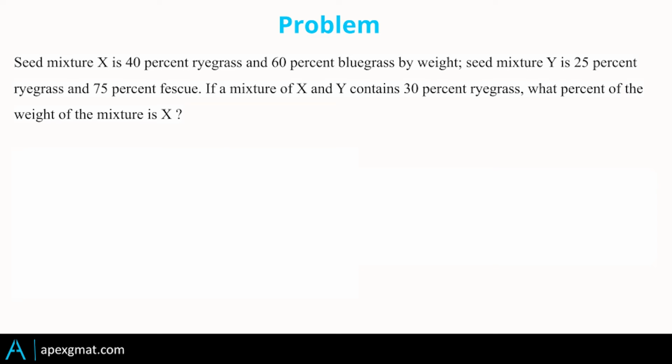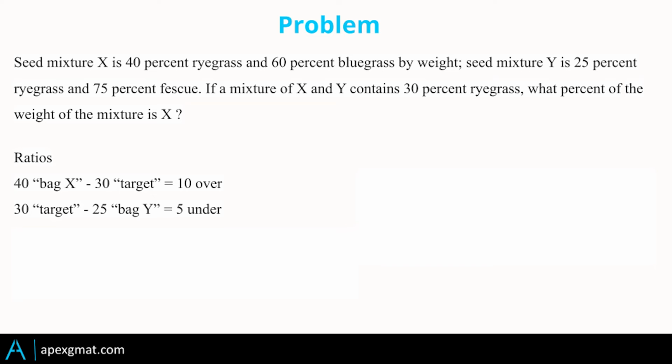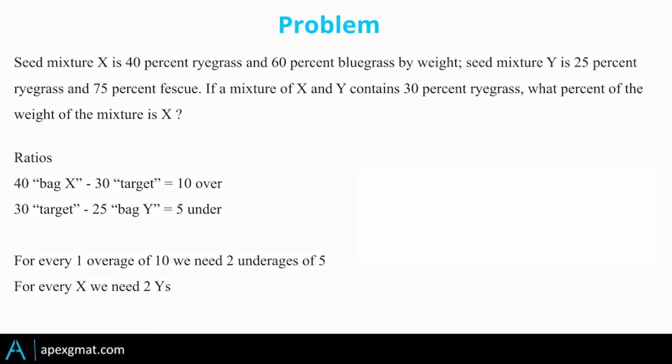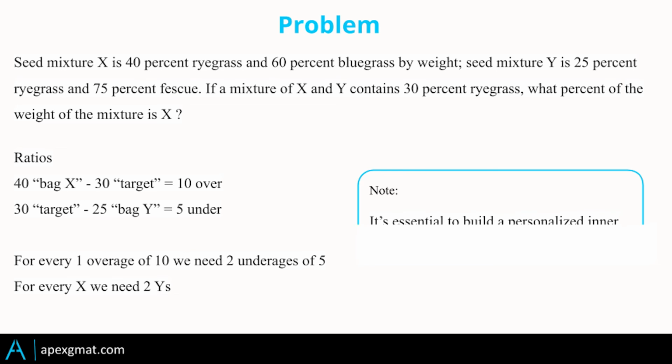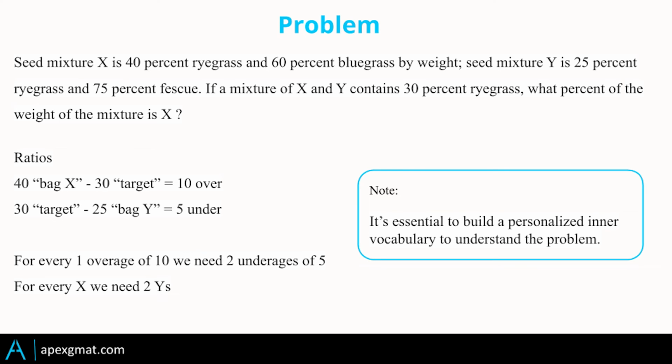Another way to look at this is via ratios. 40's difference from 30 is 10. 25's difference from 30 is 5, and we're dealing in absolute values here. The ratio of 10 to 5 is 2 to 1. In other words, we have to flip it to have a 1 to 2 ratio. For every 1 overage of 10, we need 2 underages of 5. You can use whatever language works well for you, and I encourage you to explore. Your own inner vocabulary is going to be essential for driving this problem.